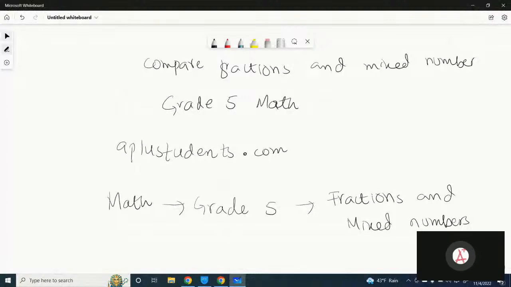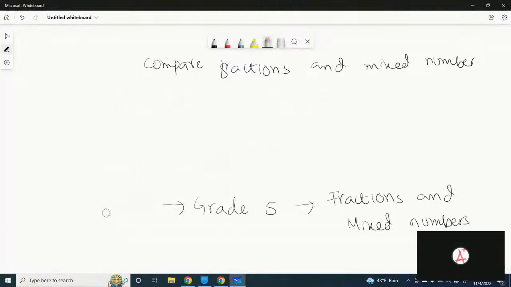So before starting the lesson, please make sure you have your notebook and pencil so that you can note down the important examples and definitions as well. Got it? So let's start with the chapter fractions and mixed numbers. And then we're going to start with the topic compare fractions and mixed numbers. So I'm going to start with an example. Let me write it down on board.